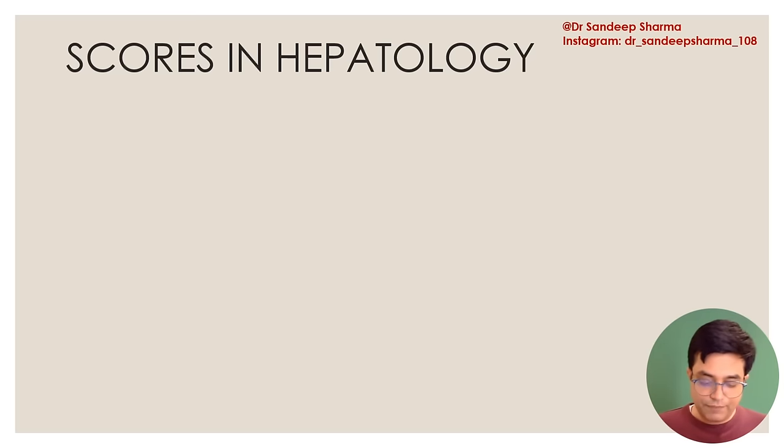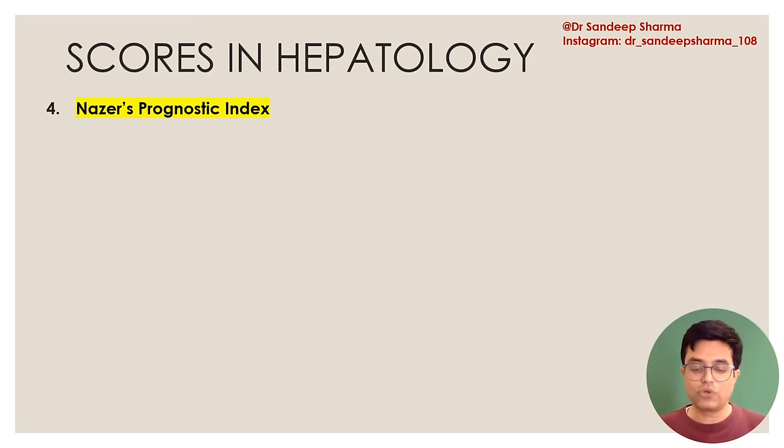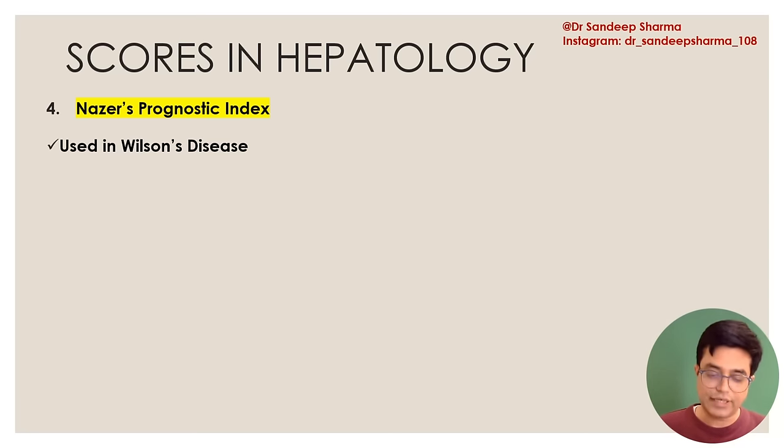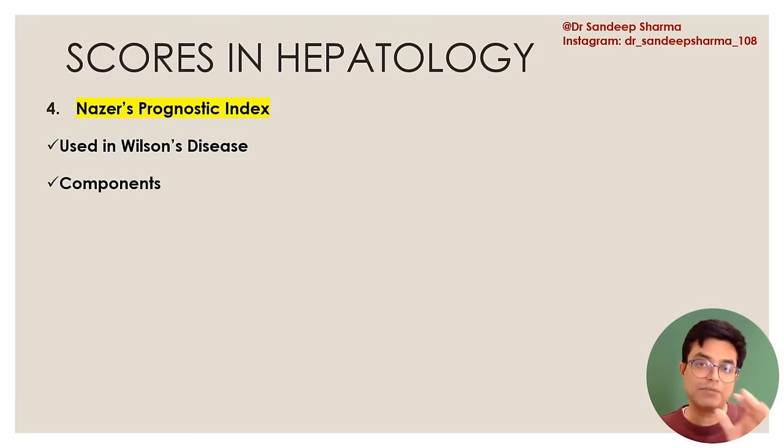Let's move further. The fourth component is Nazar's prognostic index. Now, Nazar's prognostic index is a scoring system which is used in patients of Wilson's disease, right? And its components, what are they? Again, who will save the child from the evil eye? BAP, but not the double A BAP, the single A BAP.